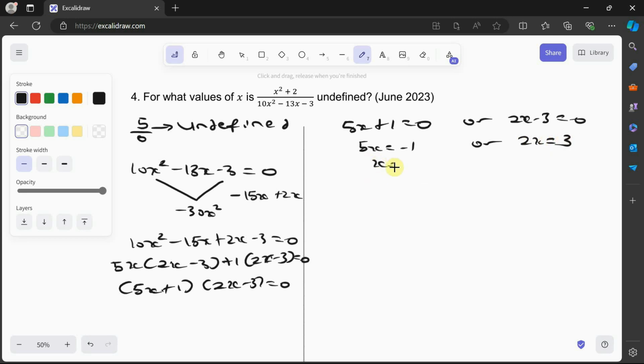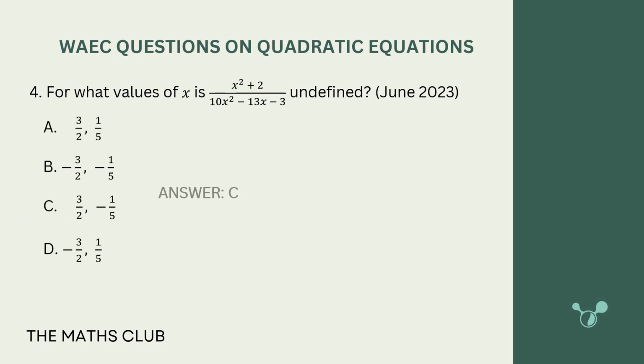So x will be equal to minus 1 over 5, or x will be equal to 3 over 2. So we know that our x is equal to minus 1 over 5 or 3 over 2 for this equation to be undefined. So that is option C.